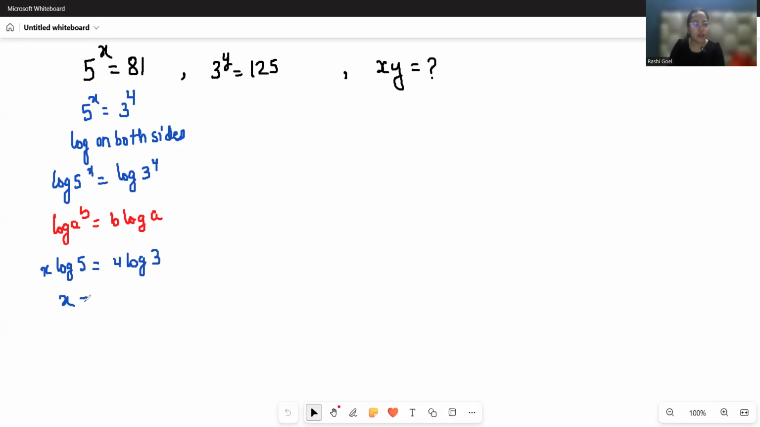So we have to find the value of x. So to isolate x, I can write this.